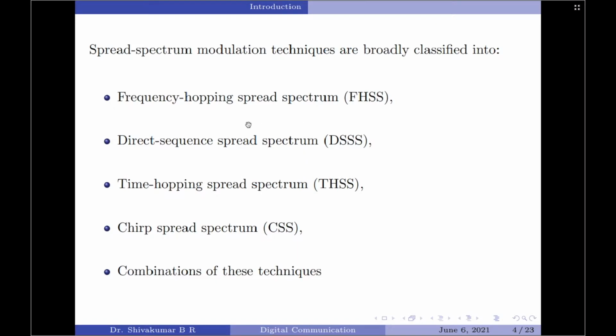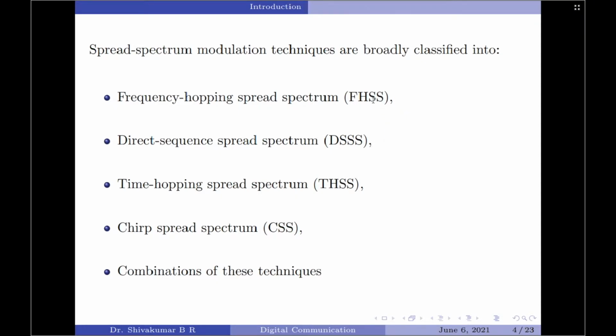The first one is called frequency hopping spread spectrum, denoted as FHSS. Then we have direct sequence spread spectrum, denoted by DSSS. Then we have time hopping spread spectrum, denoted by THSS. The fourth one is chirp spread spectrum, denoted as CSS. And the last technique can be a combination of any of these 4 given techniques.